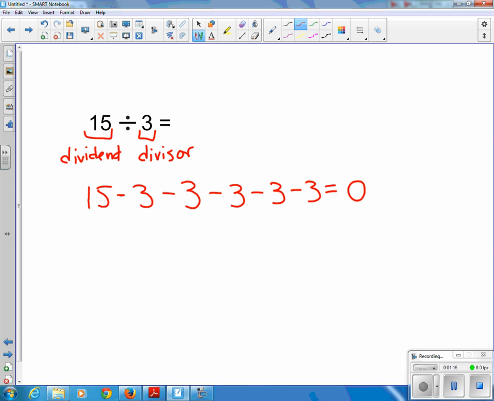If you want to find the quotient, you can see how many times you subtracted 3. So I've subtracted 1, twice, 3 times, 4 times, and 5 times. So my quotient is going to be 5 because I subtracted 3 five times.